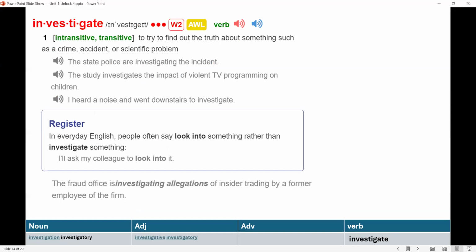Investigate. Investigate means to try to find out the truth about something, such as a crime, accident, or scientific problem. In everyday English, people say look into something rather than investigate. Example, I'll ask my colleague to look into it, everyday English. But in academic English, for example, the state police are investigating the incident. So that is formal English.